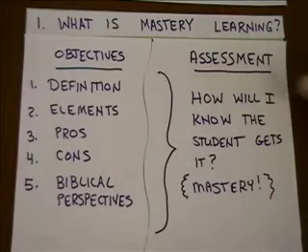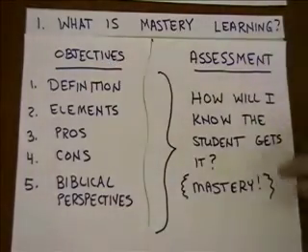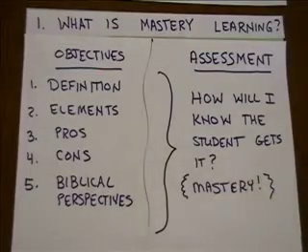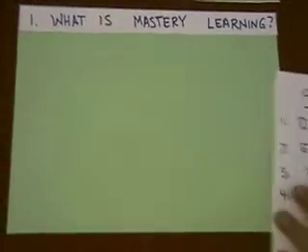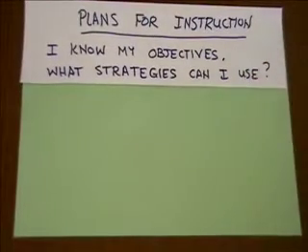So with the assessment, how do I know if the student gets it? How do I know if they've got the definition? How do I know if they've got a biblical perspective? So the assessment is important to that. That comes right after my objectives. And of course, this gets into the idea of what is mastery. Do they get it? What is mastery? Well, after I think about that, I've got to stop and say, what are my plans for instruction? I know my objectives because we just talked about those a moment ago.